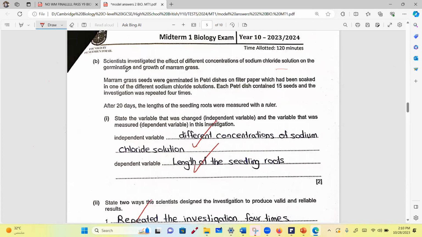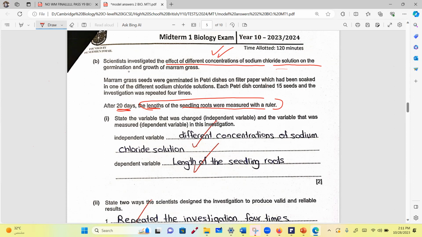Okay, now this is a standard paper 6 question, and they said clearly that the scientists investigated the effect of different concentrations of sodium chloride solution on the germination and growth of grass. They also said clearly that after 20 days, the length of the seedling roots was measured with a ruler. So what is the independent variable? What did the scientists change? Concentration of sodium chloride solution. Of course, no other answer.